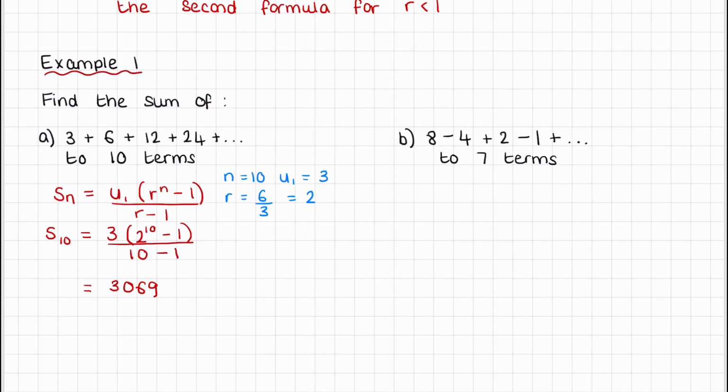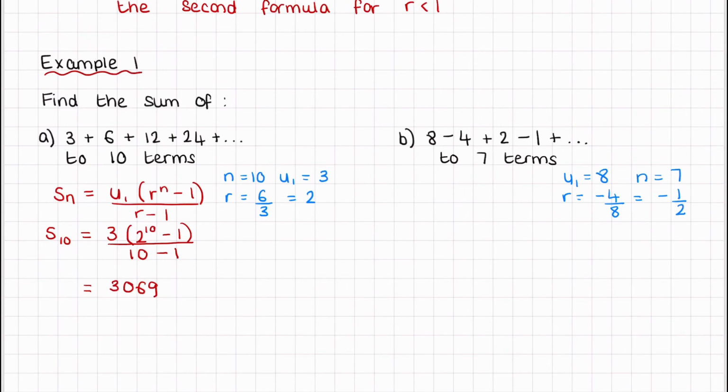And we want to add all these terms up to the 7th term. So if we look first, we know that our U1, our first term, is 8. Our N is 7, because we're wanting 7 terms added together. Now our R, minus 4 divided by 8, which equals minus a half.